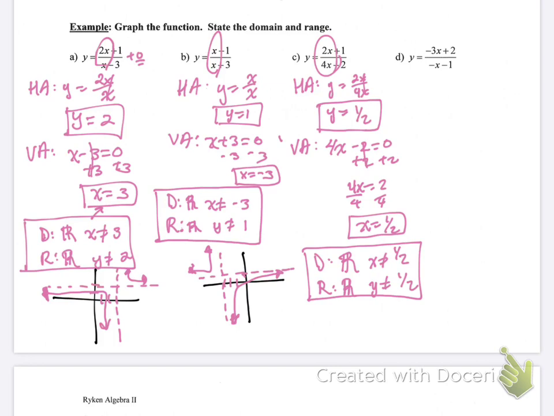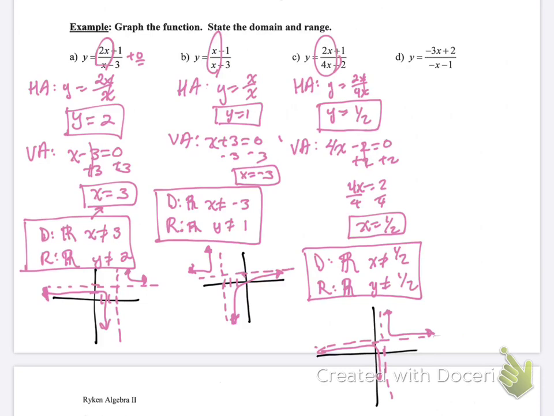Then to graph. I'm going to go to the right 1/2. I'm going to go up 1/2. Draw my horizontal and vertical asymptotes. And then I'm going to sketch in my graphs. And they're just here and here. Okay?